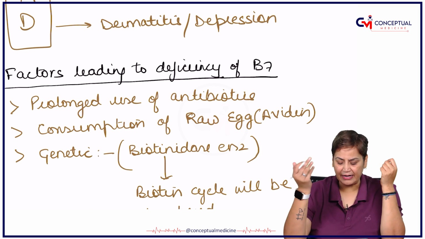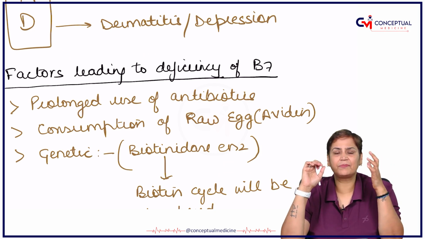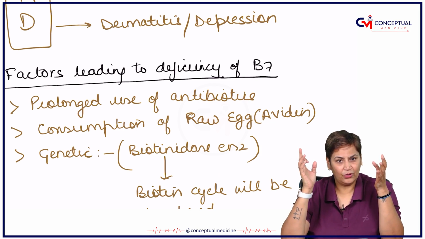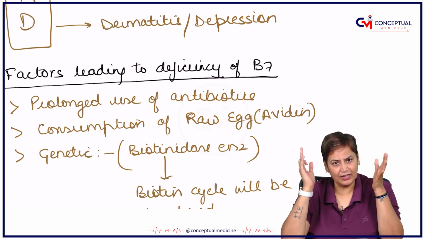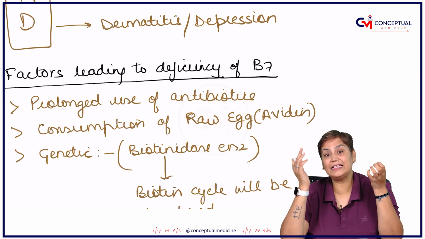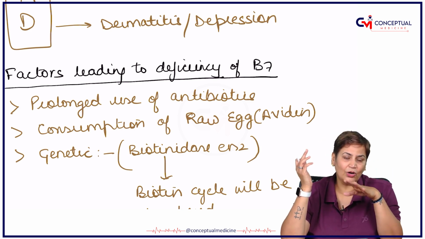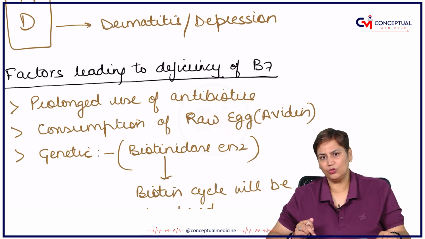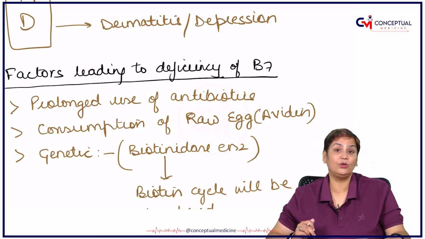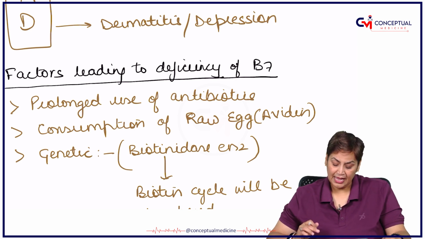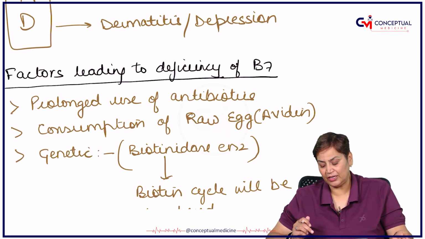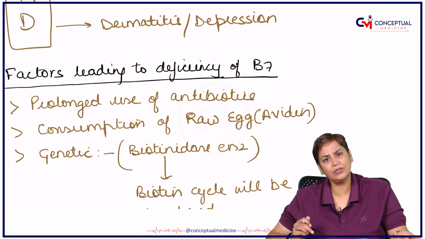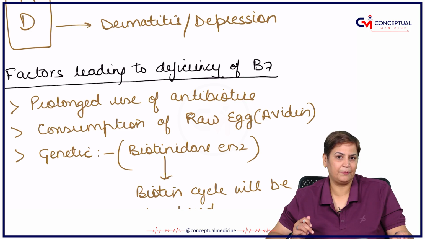And then what are the factors which can lead to the deficiency? Most important is if we consume raw egg. So basically what is the funda behind that? Because raw egg is rich in avidin, it will not let biotin function. Second is the prolonged use of antibiotics, because they are going to disturb the intestinal flora. And genetically, if there is biotinidase deficiency, the biotin cycle will not be there, so again it will lead to the deficiency of B7. Right?